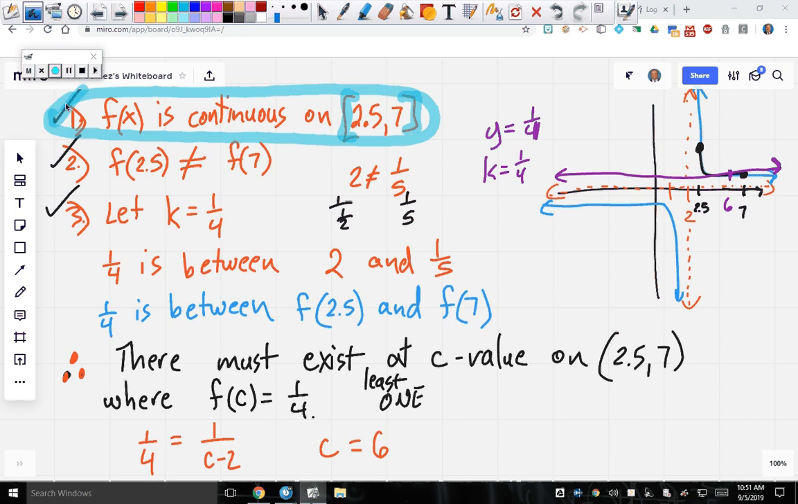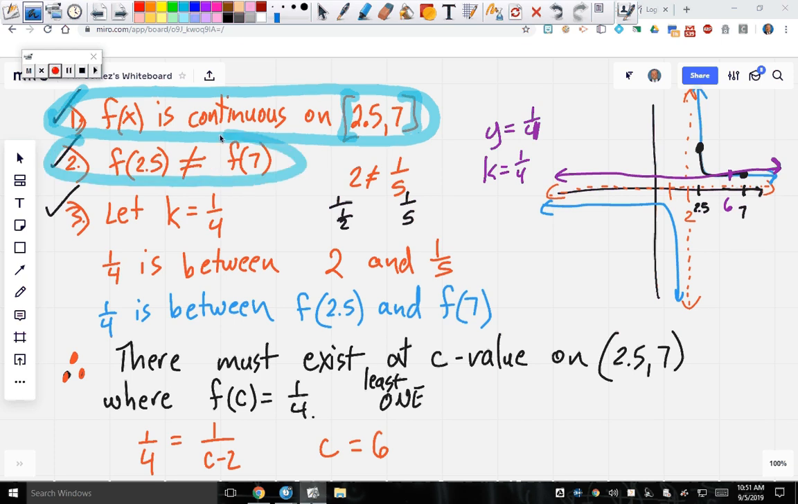Does it matter if it's an x value or the y value? Can you explain that again? Like, it doesn't matter if I put 2.5 and 7 or the y values that you calculate later. Oh, they have to be the x values, yes. Okay? So these have to be the x values, 2.5 closed to 7 closed.